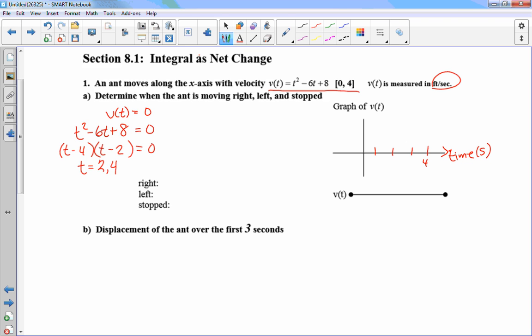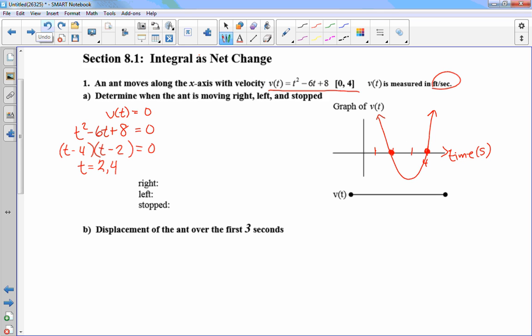Okay, so at 2 and 4, we're crossing the x-axis. And you notice that it's upwards, so it's looking like this. Oops, I totally messed it up. My shadow's in the way, so I can't see it, or the direction I was going.